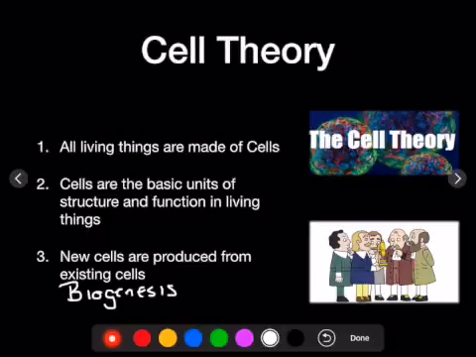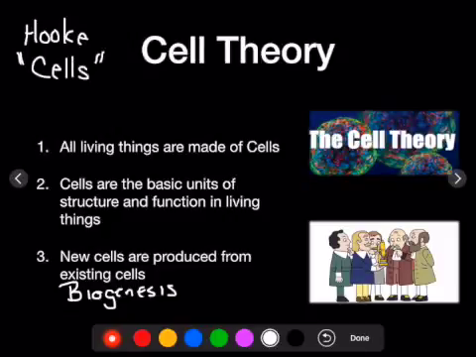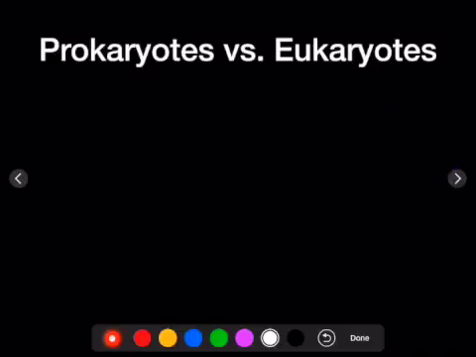So the first guy that kind of saw cells was a guy named Robert Hooke. He coined the term cells, and he called them cells because he thought they looked like the rooms that monks lived in. Now, there were a couple other guys. Anton von Leeuwenhoek was the first to observe living cells, and he looked at his teeth scrapings. And then we had Schleiden and Schwann, who came up with the idea that all animals and all plants are made of cells. So all these people together came up with the cell theory.